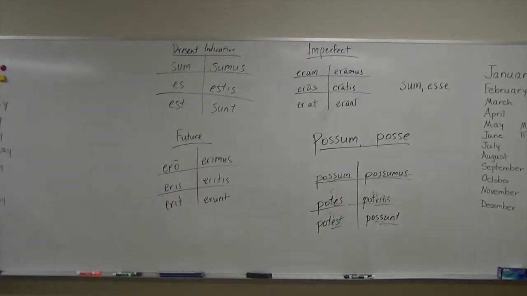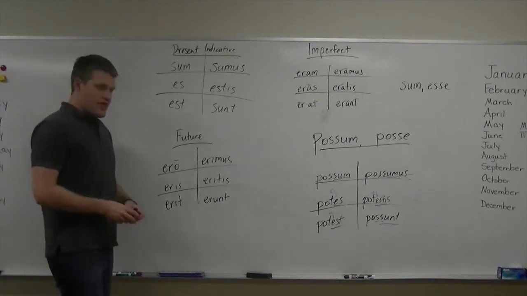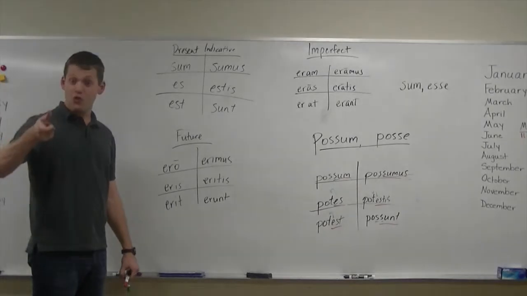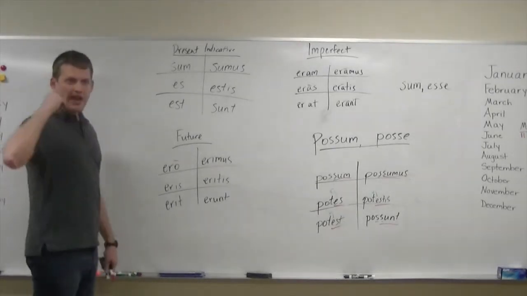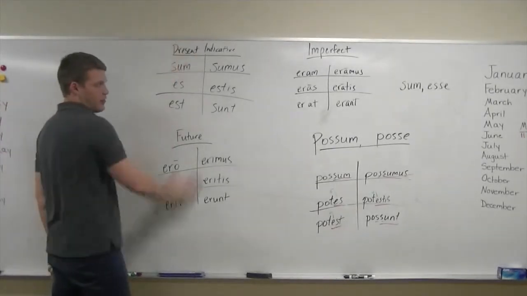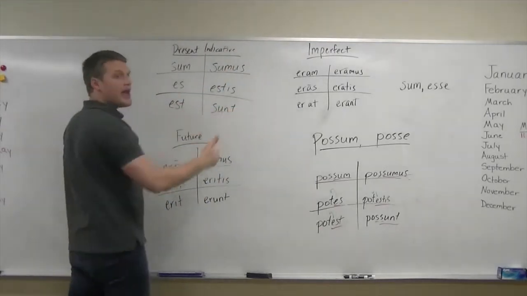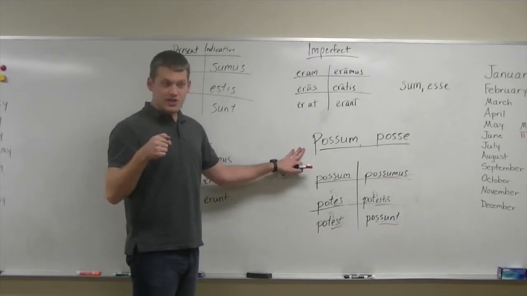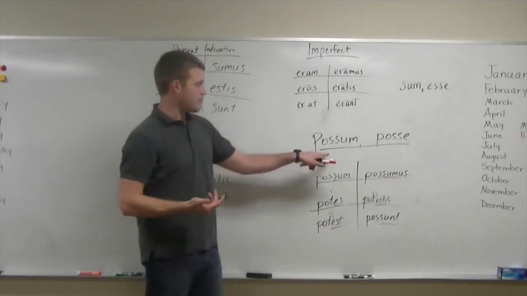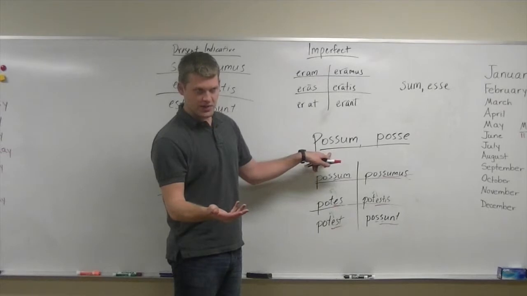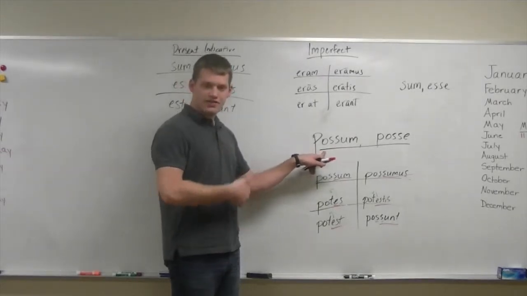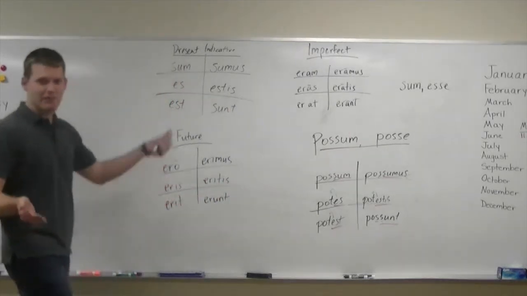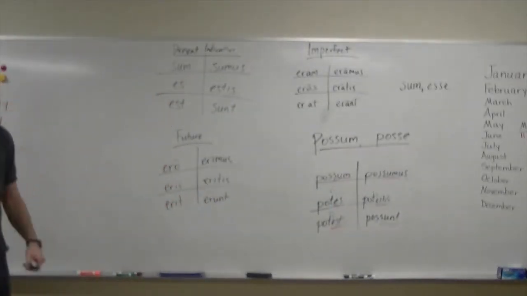So this is a great example of where there are some things you do have to memorize, and then there are other things where you just need to memorize a rule, right? So what I memorize is my forms of sum. And then what I memorize about possum is just the form of sum with pot, if the form of sum starts with an E, or pos, if the form of sum starts with an S. Now you have the whole paradigm down, right? By applying that rule to our forms of sum.